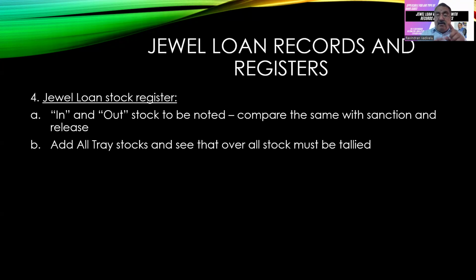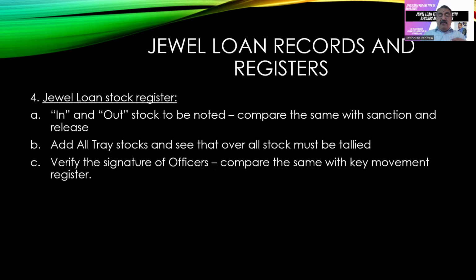And you have to add all the trays. Whenever you go to the bank, you can see that there are a lot of trays inside the vault. All those trays have to be counted individually, and you have to add all the stock of the trays, then compare this with the overall stock register, and compare this with the jewel loan application alive. So all the tray stocks must be counted and the signature verified. That is, the officer's signature must be there because the jewel loan should be kept under joint custody.